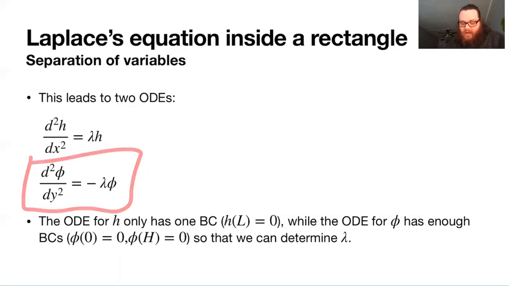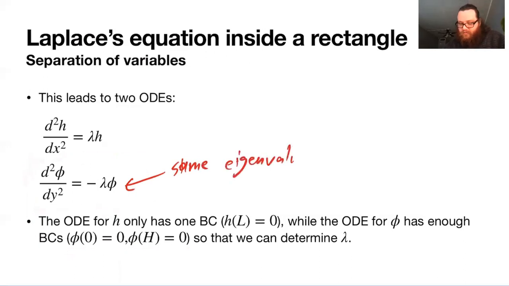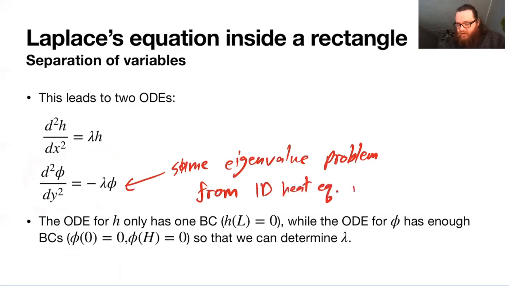And then for this piece, we have these two boundary conditions. This is the same eigenvalue problem from the 1D heat equation with zero temperature boundaries. Because we've chosen our signs in the right way, half of our problem is already solved. So what that tells us is we're going to be able to figure out what this lambda is pretty quickly. We can plug this lambda back in here, use this boundary condition to fix one of the constants here, and then go from there.